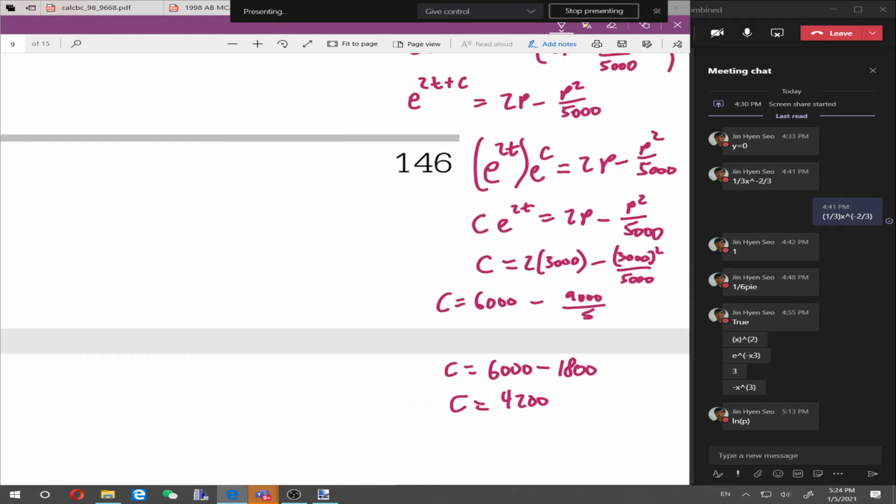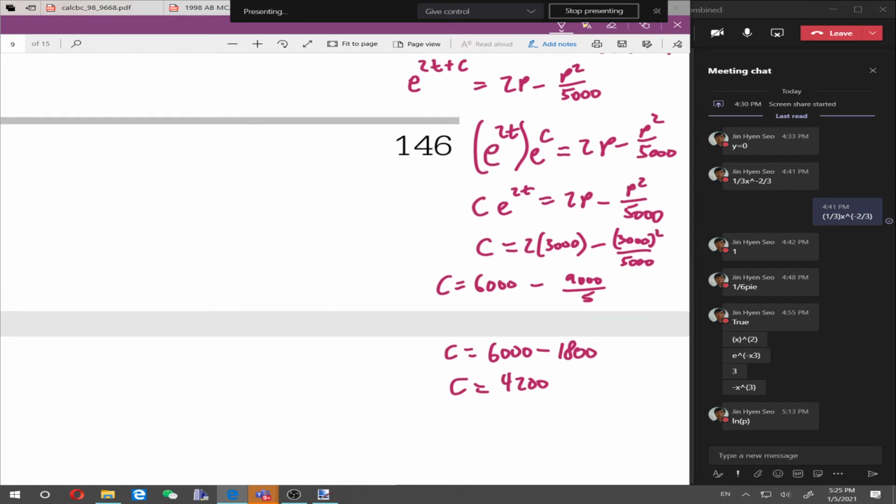Okay, somebody check my math right now. 3,000 squared divided by 5,000 is 9,000, correct? Divided by 5, 90 over 5 is 18, and then 0, 0 is 1800, 6,000 minus 1800, 4200. I believe that's right. So now that I've got c, I can plug that back into our equation here and use that to solve for p.